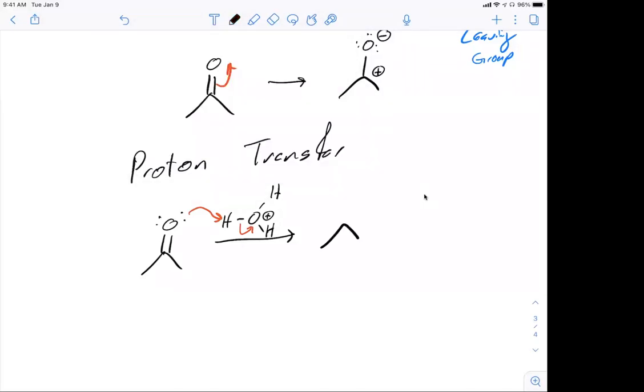And proton transfers are the largest part of biological systems. If you look at any enzyme mechanism, there's probably going to be two, three, to several proton transfers in that mechanism. And let me correct that, because that is incorrect. This should be neutral. Okay. So proton transfers.